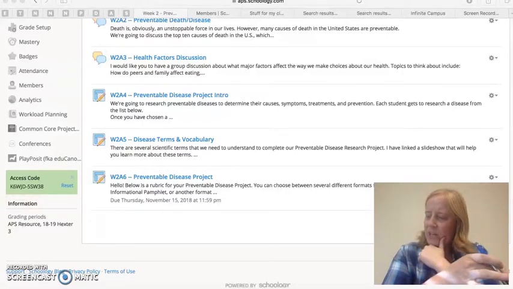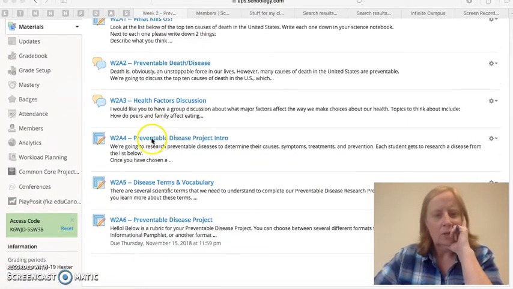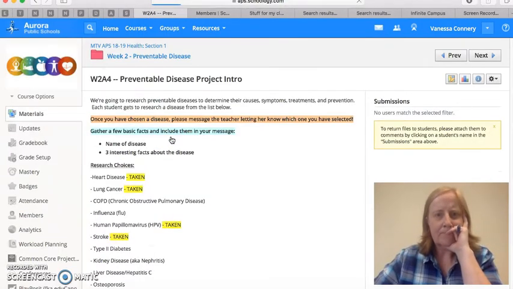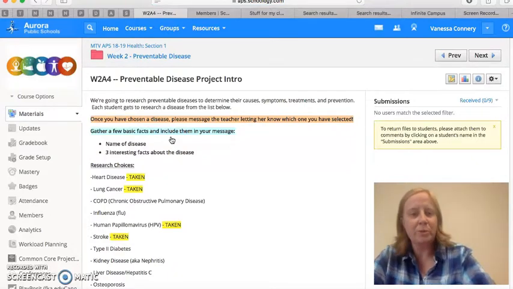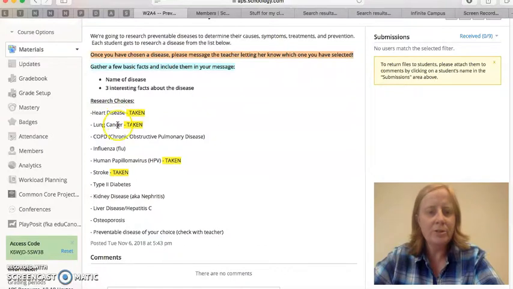The first thing I want to mention is that everybody needs to go to that Preventable Disease Project intro, which you can see here is week 2, assignment 4. Click on that. And you need to choose a topic that you're going to research as far as preventable diseases go. So you can see, looking at the screen here, that a few of them have already been taken. We have heart disease, lung cancer, HPV, and stroke taken, and somebody has actually already checked in with me and given me a preventable disease of their choice, and that got the okay.